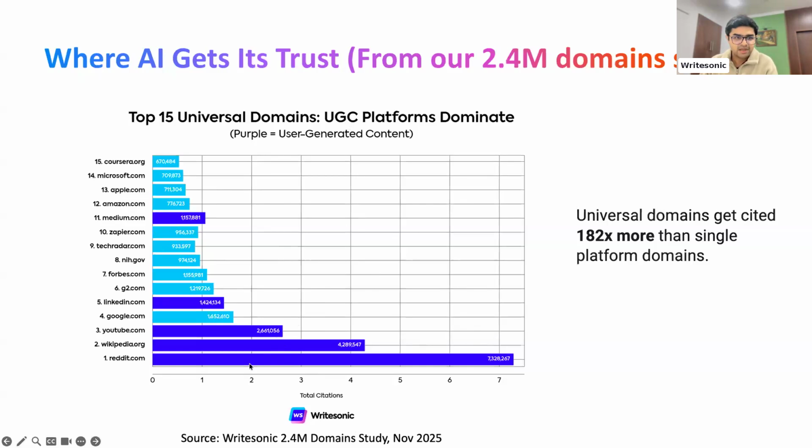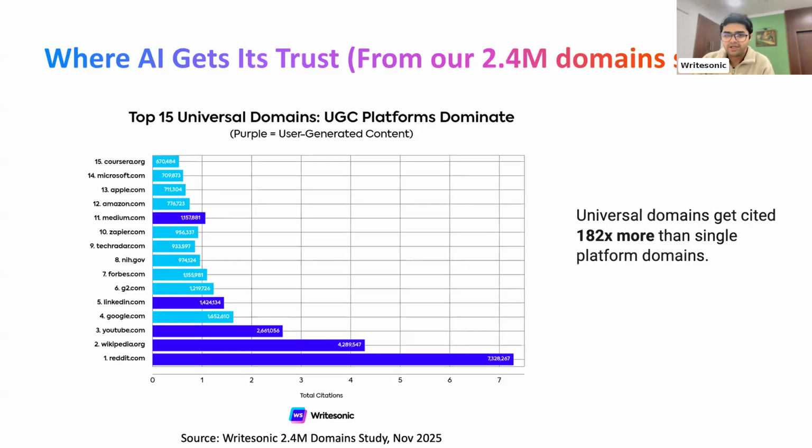So all of these dark blue ones are actually UGC platforms. So you have Reddit, Wikipedia, YouTube, LinkedIn, Medium.com as well. And then apart from that, of course, you have things like G2. G2, I guess it's also kind of like a UGC or a forum as well. And then you have some of these other websites like techradar.com, Amazon, Apple, Coursera, Microsoft, all of these kinds of things. So essentially, these are some of the most common domains where AI gets its citations from.